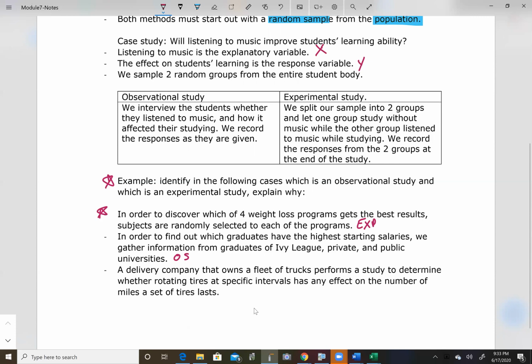And last, a delivery company that owns a fleet of trucks performs a study to determine whether rotating tires, so they're actually doing something at specific intervals, has any effect on the number of miles a set of tires lasts. So this is going to be an experiment. They'll probably have different people rotating tires at different times.